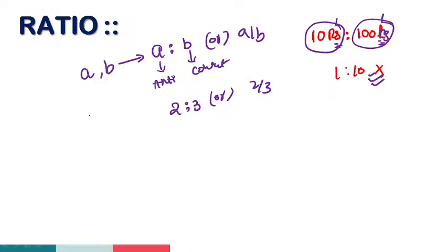Just remember, guys, what is the ratio? Two quantities of the same units compared is called the ratio. A is to B or A by B is the same. For example, for three quantities A comma B comma C, the ratio is A is to B is to C, guys. Okay? Right.